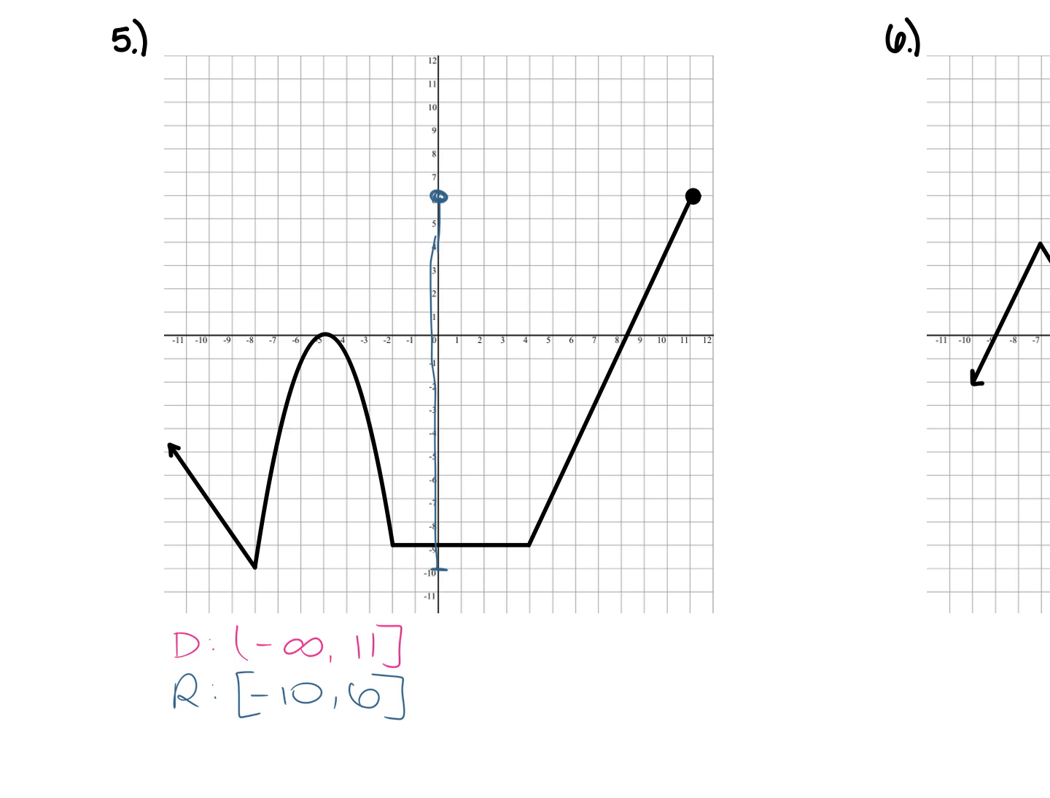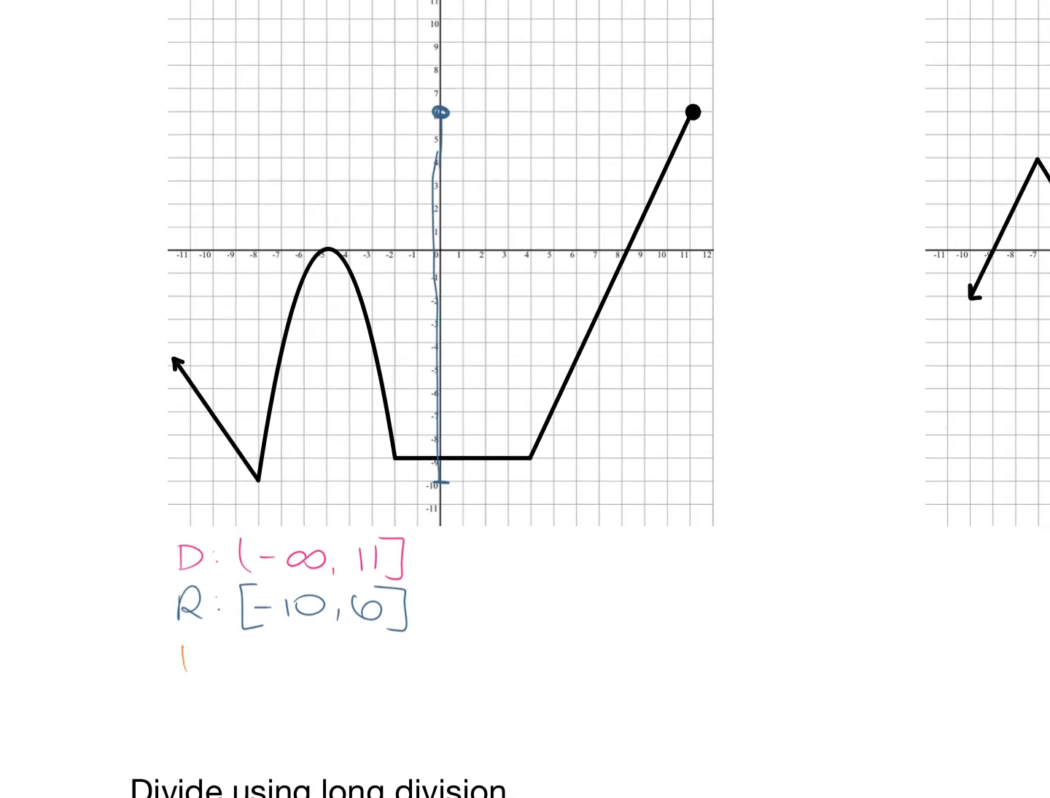Next, it asks you for your increase, decrease, and your constant. Your increase is where this line goes up from left to right. I have multiple areas, so I'm going to actually put this underneath. So your increase, you're going up from left to right in this section here and in this here. So that's from negative 8 to negative 5. And that's also from 4 to 11. So we have a union between two.